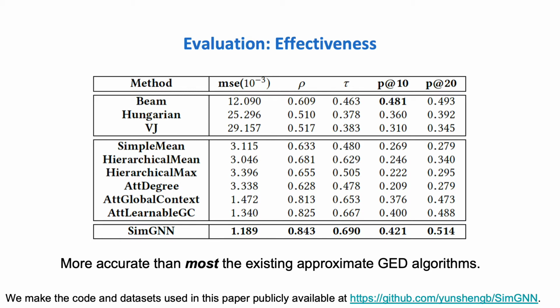First, I want to show you the comparison with a few existing methods. In terms of MSE, rank correlation, and precision at 10 and 20, you can see that our model SimGNN performed the best. It's more accurate than most of the existing approximate GED algorithms. Because in addition to A-star, all the other algorithms are approximate algorithms. There's no guarantee they find the exact graph edit distance between a pair of graphs. So is our algorithm, we also do the approximation, but we can approximate much better, much more accurately than these existing approaches.